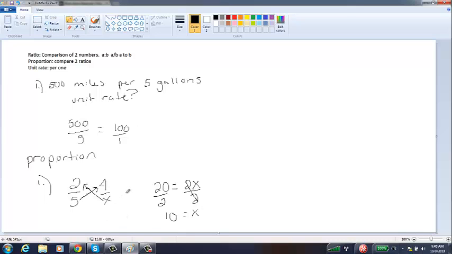And a way to check your answer would be to divide both sides. So if I divide 2 by 5 on this side, you can use your calculator. Is that the same as if I divide 4 by 10? Or if I reduce both fractions, do I get the same answer?